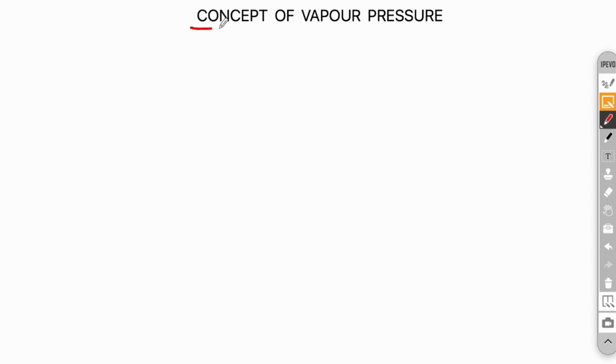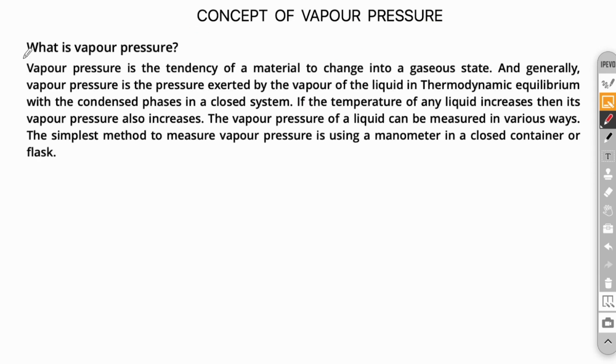Hello everyone, today we are going to talk about the concept of vapor pressure and relative humidity. First we'll discuss what vapor pressure is. So we'll write the definition. Vapor pressure is the pressure exerted by the vapors of a liquid in thermodynamic equilibrium with condensed phases in a closed system. This is the simple definition and you can read all this to understand vapor pressure better.